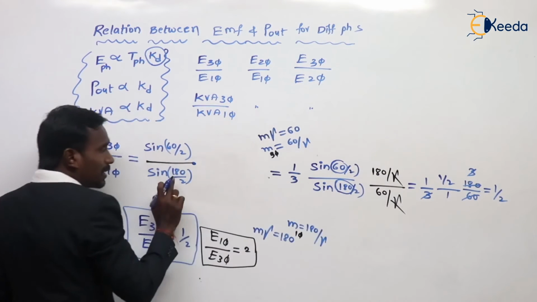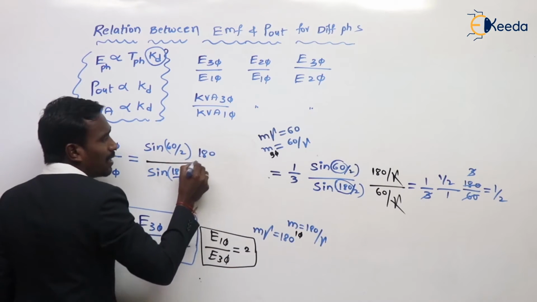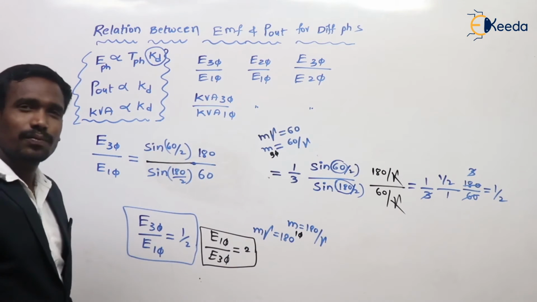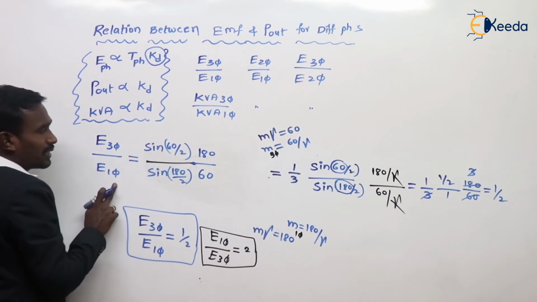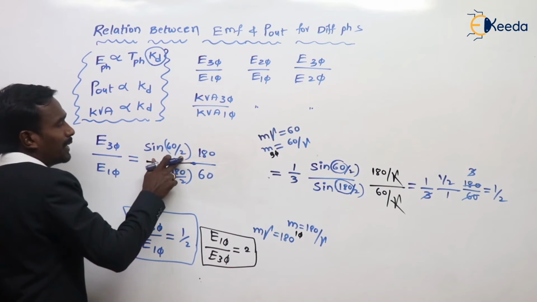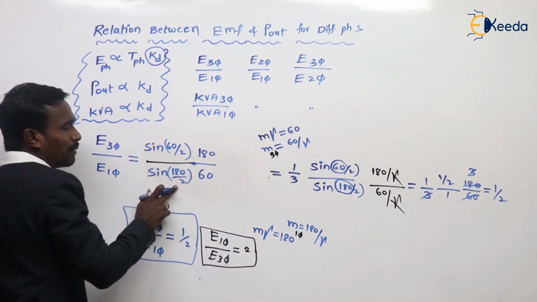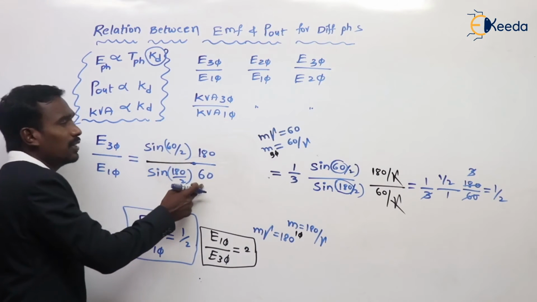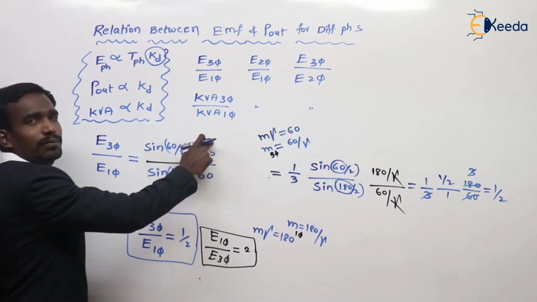See here, this 180 and this 60. Now the KD is completed. So what is the trick? Three phase to single phase. For that, M gamma by 2 for this and M gamma by 2 for this, and this M gamma here and this M gamma here. This is KD completed.